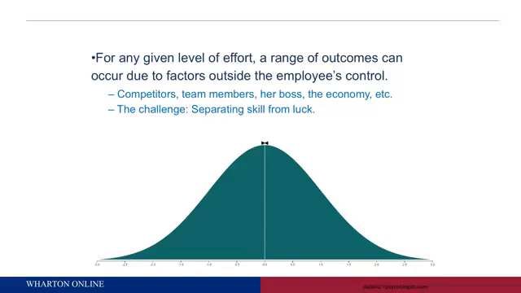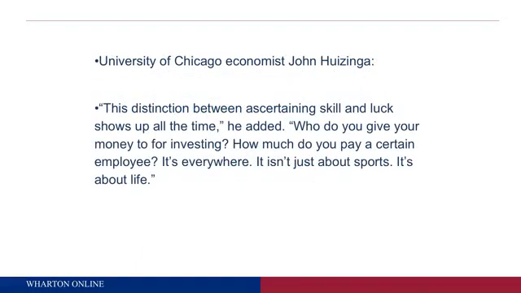And for a person like me, this is one of the great challenges in life. You're forever trying to separate from what we see, how much is luck and how much is skill. There's an economist at the University of Chicago, John Huizinga, who said recently in an interview, this distinction between ascertaining skill and luck shows up all the time. Who do you give your money to for investing? How much do you pay for a certain employee? It's everywhere. It isn't just about sports, it's about life.